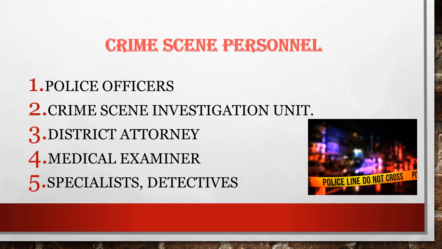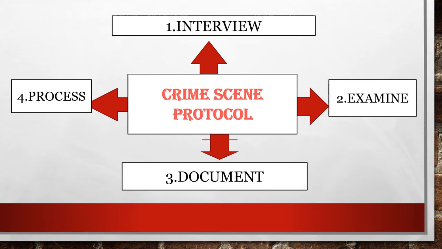Crime scene personnel: police officers, crime scene investigation unit, district attorney, medical examiner, specialist detective, detectives. These six officers are important for the crime scene. Next, we are going to see about crime scene protocol. First, interview. The CSI unit will interview the suspect and the members present in the crime scene. Next, examine. They will examine the crime scene and find the evidence. Document. They will list out the evidence according to their types. Next, process. They will next go to the investigation process.